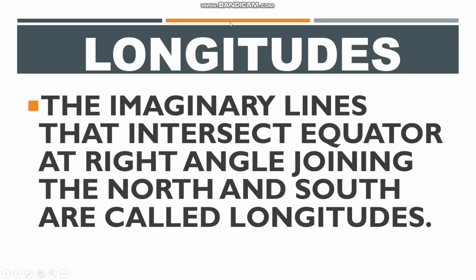Now, let's move on to the longitudes. The imaginary lines that intersect the equator at right angles, joining the north and south, are called longitudes. So now do you understand what are called longitudes? The imaginary lines that intersect the equator at right angles joining the north and south are called longitudes.